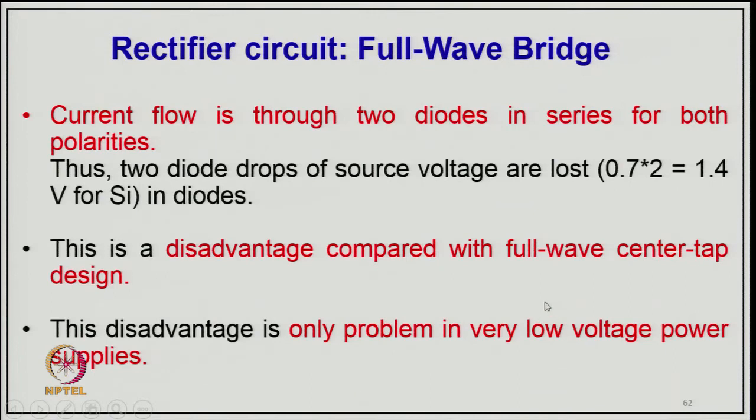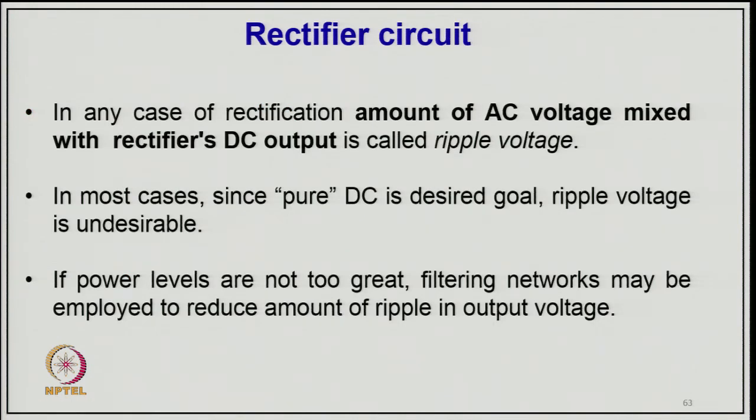Now, current flows through 2 diodes in series for both polarities, thus 2 diode drops of source voltage are lost, 0.7 into 2, that is 1.4 volt for silicon diodes, and this is the disadvantage compared to the full wave center tap design, and this is a problem only in very low voltage power supplies. In case of rectification, the amount of AC voltage mixed with the rectifier DC output is called ripple voltage, and in most cases, since pure DC is the desired goal, ripple voltage is undesirable. So, if the power level is not too great, a filtering network may be employed to reduce the amount of ripple in the output voltage.